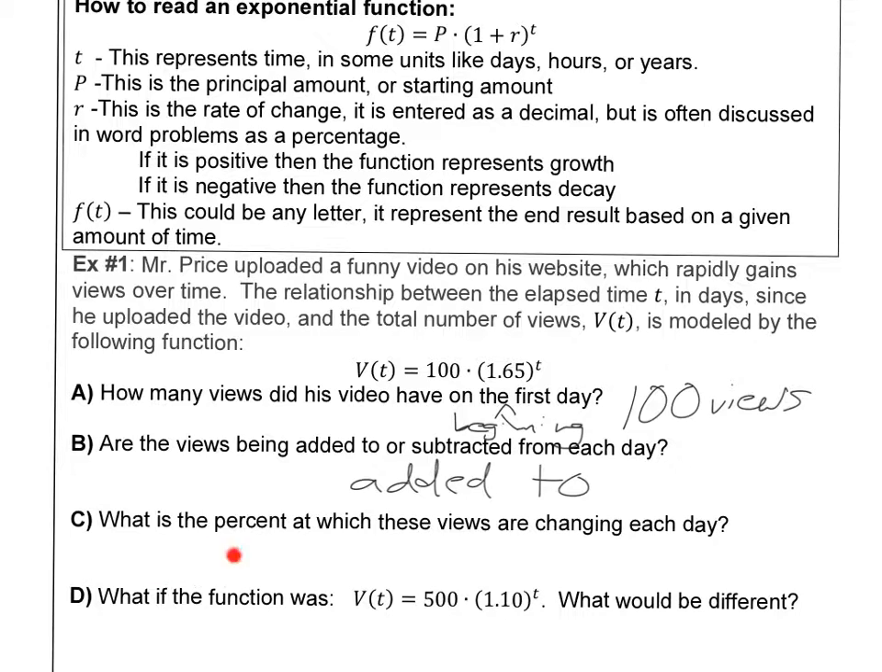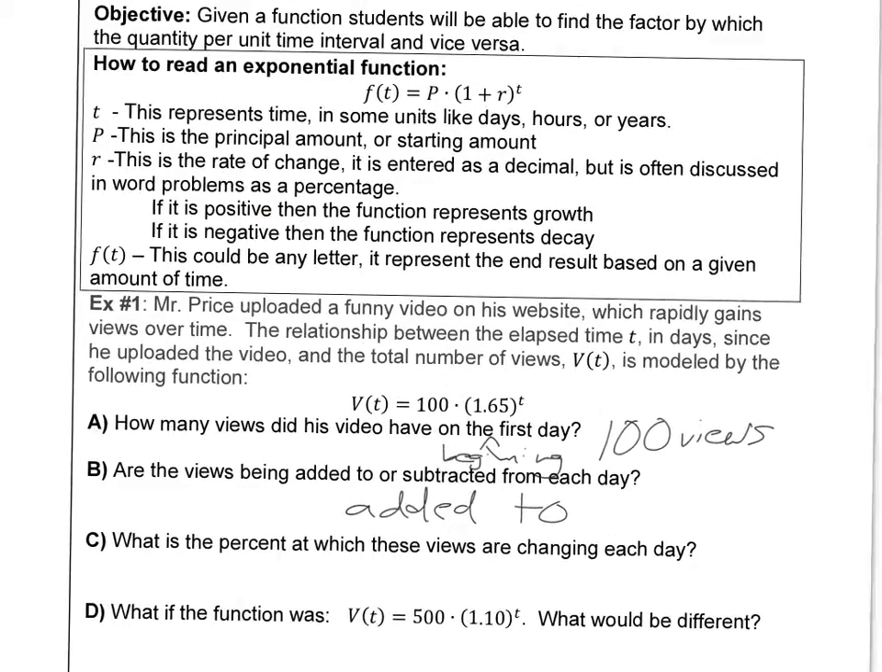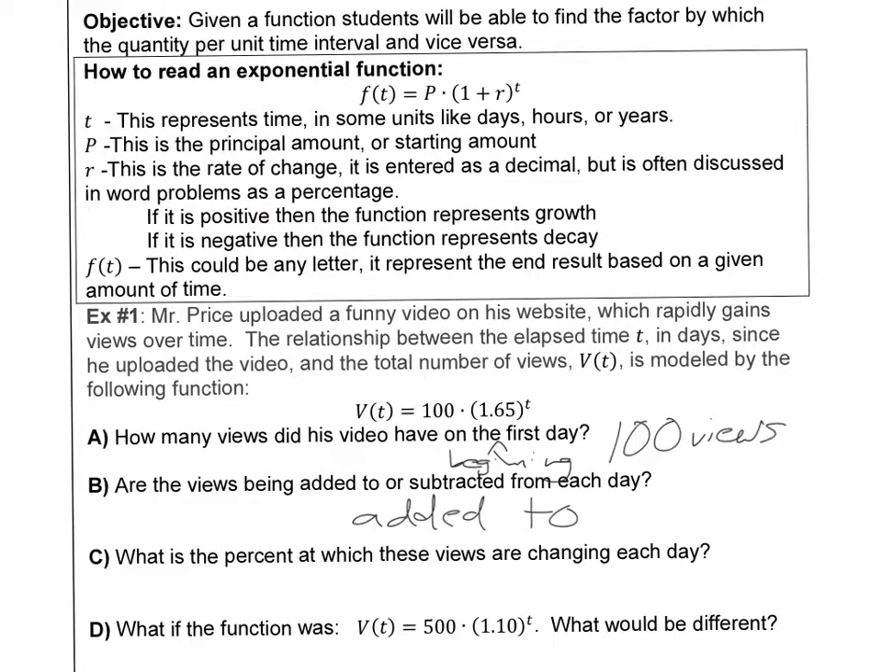Okay, next it says, what is the percent at which these views are changing each day? So that right there might be the hardest question in these types of questions, and it's really not that hard if you think about it, because we said right here, this is a rate of change. It's entered as a decimal, but it's often discussed in word problems as a percentage. So this is what we're looking for. What percent is it growing? Well, it's just that 0.65. If I was to write that as a percent, 0.65 as a percent is 65%.